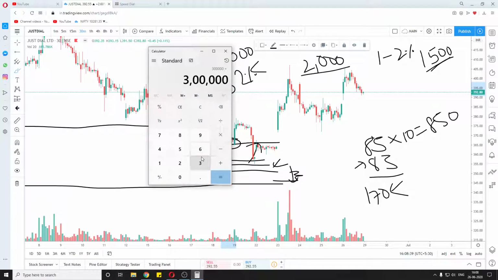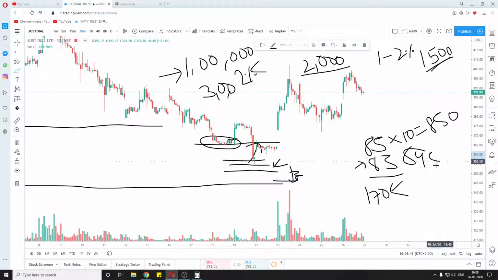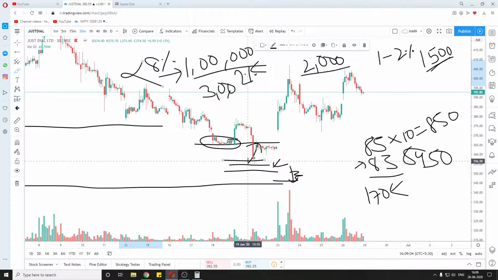They are buying stuff worth 3 lakh at price 355. So they'll buy 45 quantities, and now if the stop loss is hit, they're going to lose 8,450 rupees with 1 lakh capital, and their 8% of capital is gone. So this is the wrong way, and we should always manage our risk. And I just showed you the example.